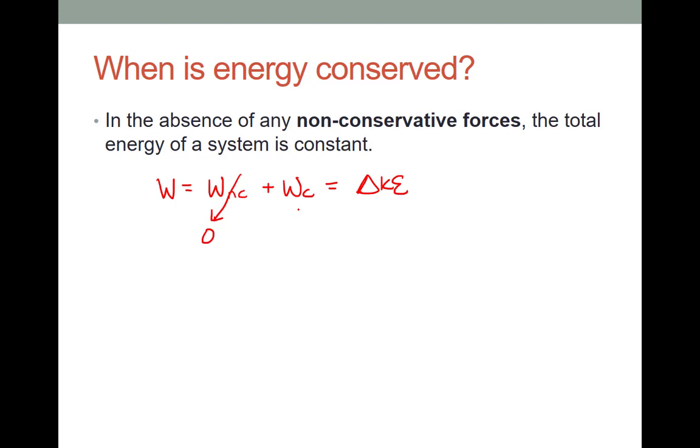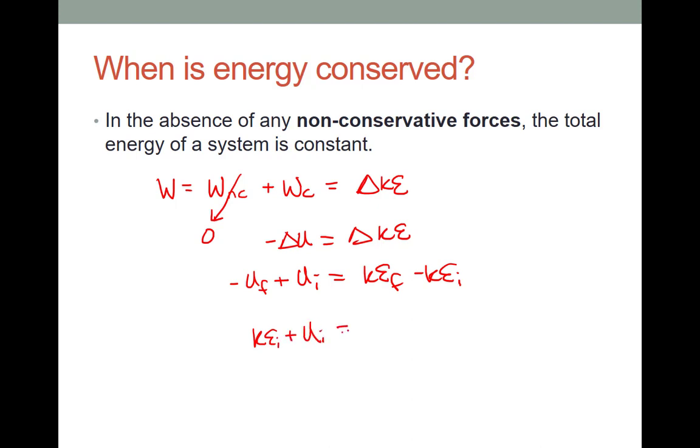As we learned in the last unit, or last part, work due to conservative forces is the negative of the change in potential energy. Separating this out and rearranging gives me that the initial kinetic energy plus the initial potential energy has to equal the final kinetic energy plus the final potential energy, or in other words, the initial energy has to equal the final energy, and I have energy being conserved.